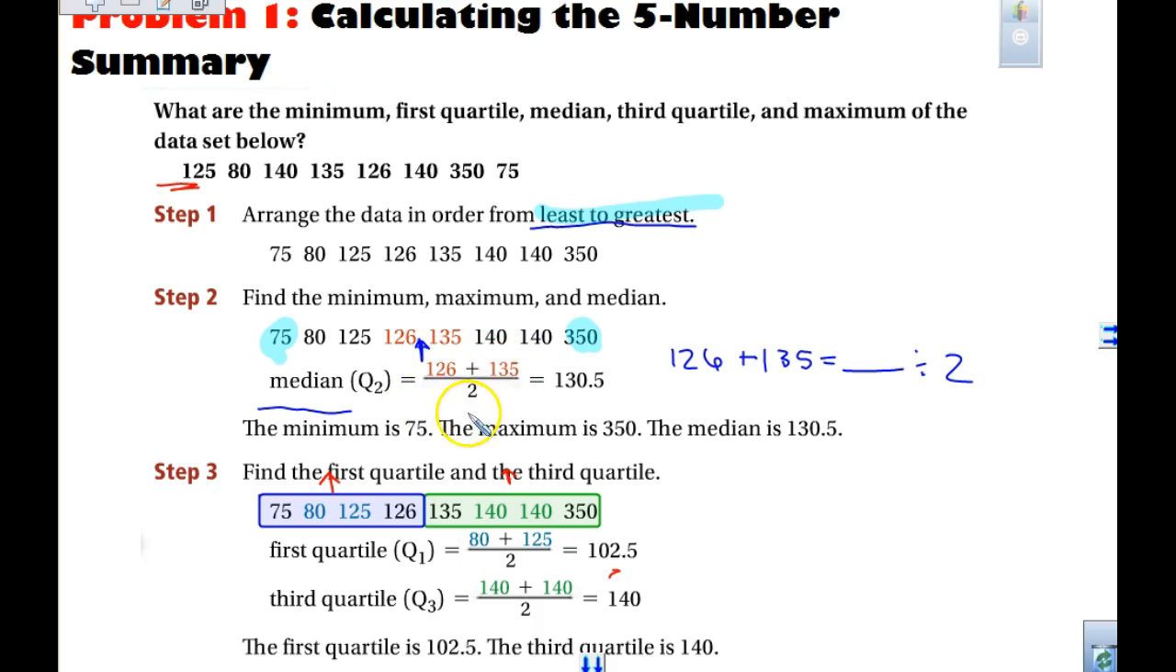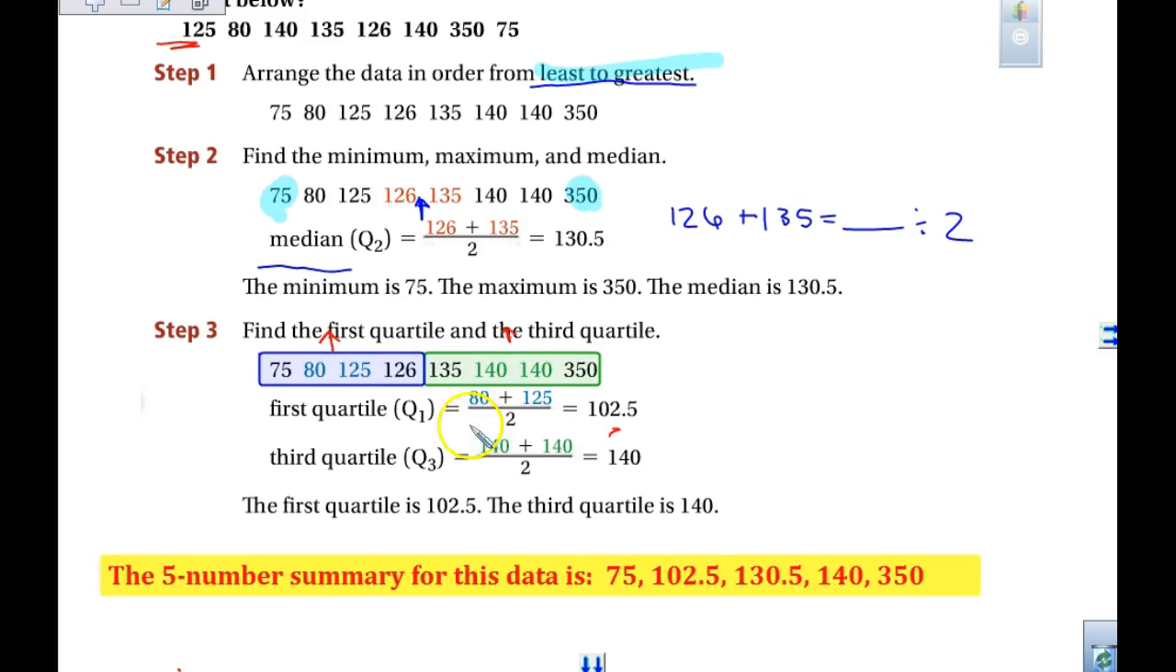Once you found that, this is the bottom half of our data. To find the first quartile, you got to find the middle of that. Well, the middle here is between 80 and 125. So you'd add 80 and 125 and divide it by 2. To find the third quartile, it's the middle of the top half. That's all it means. It's just finding another median of a smaller group of data. This median between 140 and 140, do you think we really need to add 140 and 140 divided by 2? That's kind of a waste of your time. It's simply 140, okay?